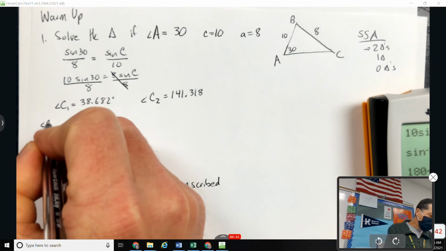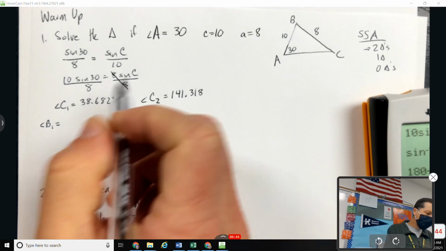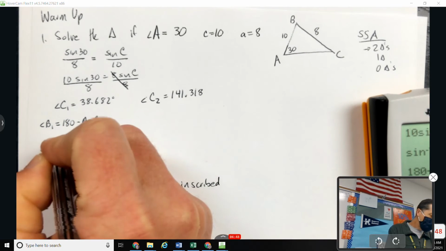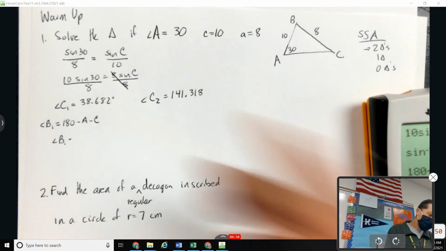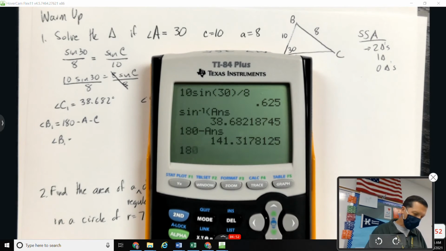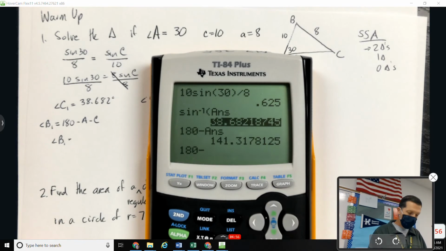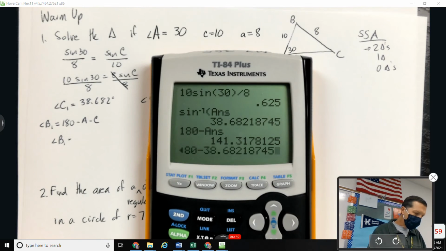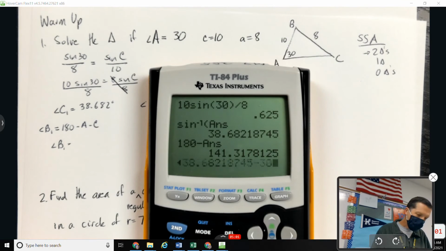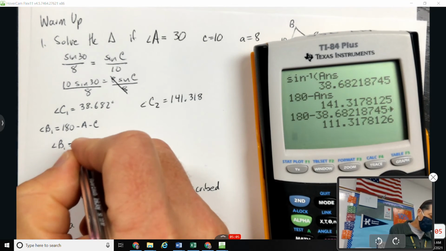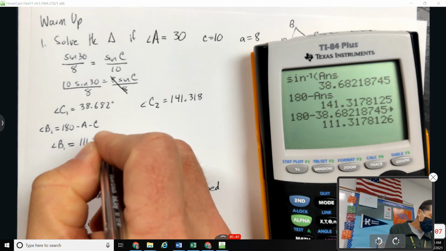Right, angle B would be 180 minus the other 2. So 180 minus, this is where having a calculator is nice because you can just go up and grab angle C minus 30. So angle B, the first option, is 111.318.